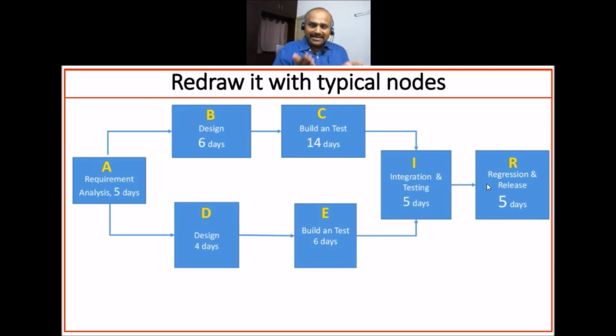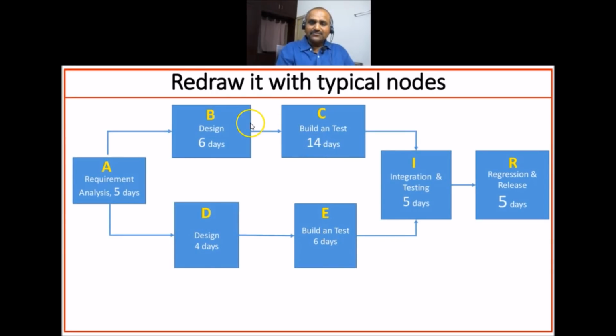In any IT example or in any construction project, let us assume that you do requirement analysis for 5 days. That is activity A. And you have two different modules. Module B takes 6 days for design and 14 days for building and testing. Similarly, the other module takes 4 days for designing and 6 days for building and testing. So one module is the path of B and C, and the other module is the path of D and E.